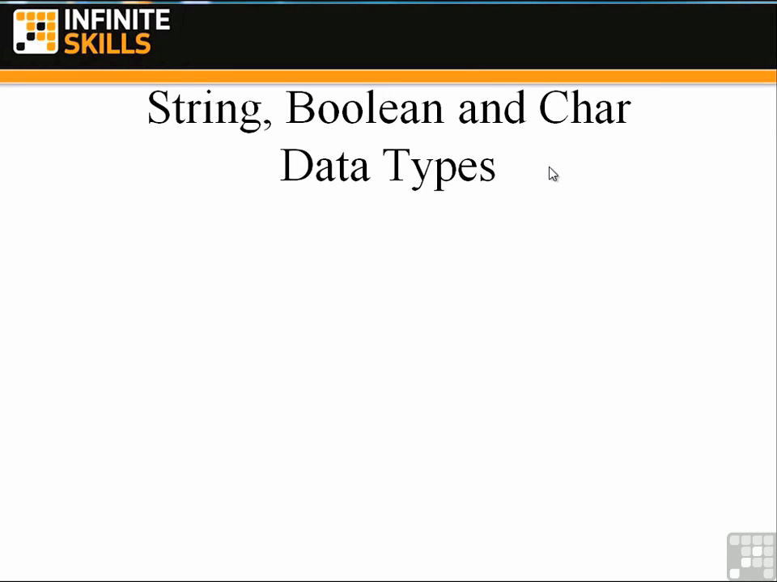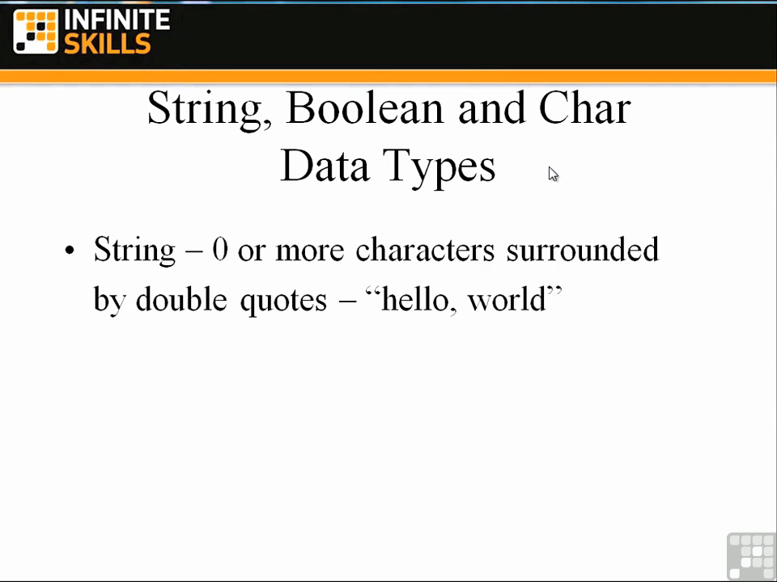In this lesson, we're going to be looking at three other data types: the string, the Boolean, and the char. A string is 0 or more characters surrounded by double quotes. So for example, the phrase "hello world," when surrounded in double quotes, becomes a string.